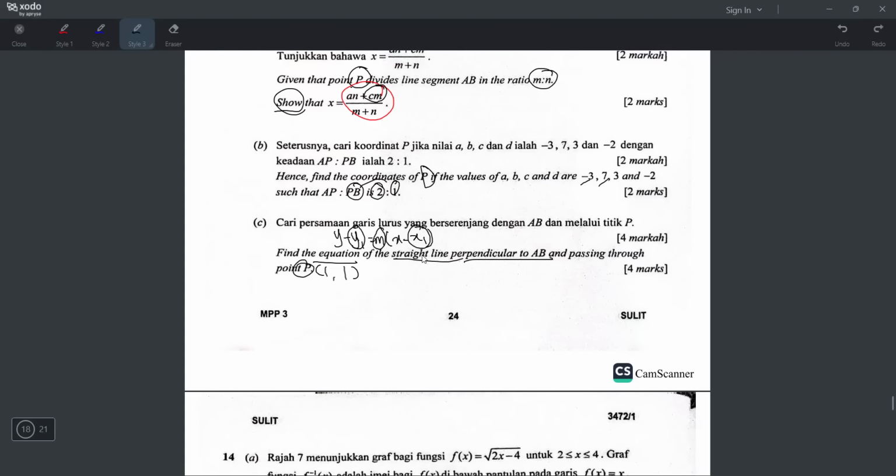Okay, they say the equation of the straight line will be perpendicular to AB. So perpendicular means what? When you see the word perpendicular, you immediately think about m1 times m2 equals negative 1. So what we can do is find the gradient of AB first, and then use this formula to find the other gradient. Okay, but we need to find AB gradient first.